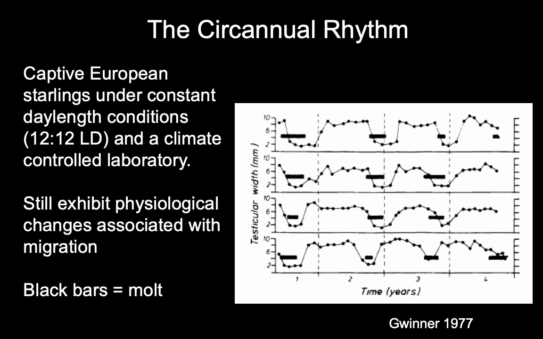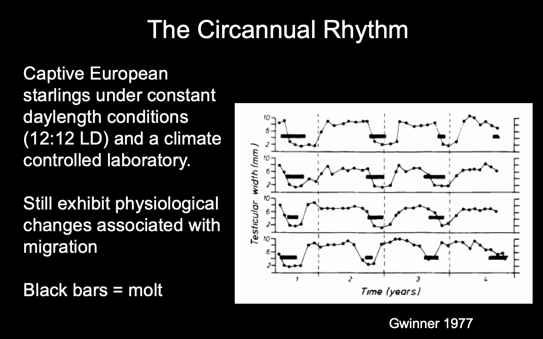Here we're taking a look at captive European starlings under constant day length conditions. So they're in the laboratory under what's known as 12-12 LD. That stands for 12 hours of light and 12 hours of darkness in a climate-controlled laboratory. So they have no external cues. They shouldn't know what time of year it is from external cues, right? So if they go through any sort of behavioral or physiological change on a circannual cycle, it must be something pre-programmed. It must be something innate.